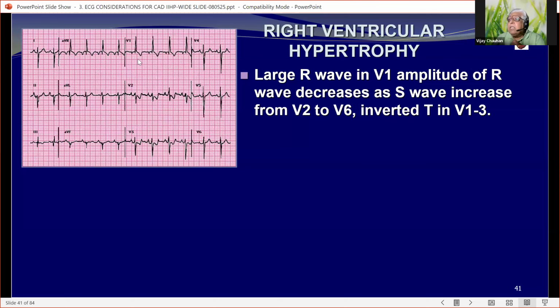Whatever may be the reason here, there is a right ventricular hypertrophy, and it can occur because of a ventricular septal defect, or cor pulmonale, or pulmonary stenosis. The pulmonary artery which goes to the lungs, if it has valvular stenosis, even then you will find right ventricular hypertrophy. So ECG gives us clues that there is a right ventricular hypertrophy.